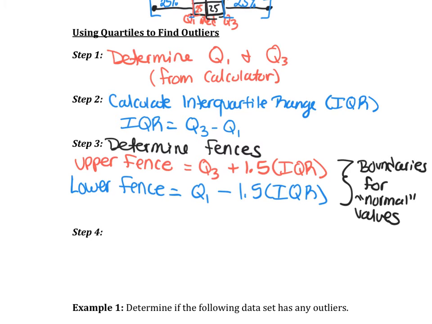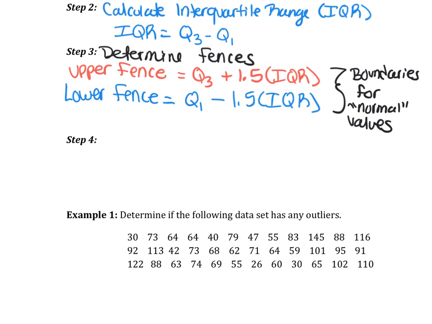So to determine the outlier, step 4 would be then to look at our data values, and if any of your values are above your upper fence or below your lower fence, those data values would be outliers.